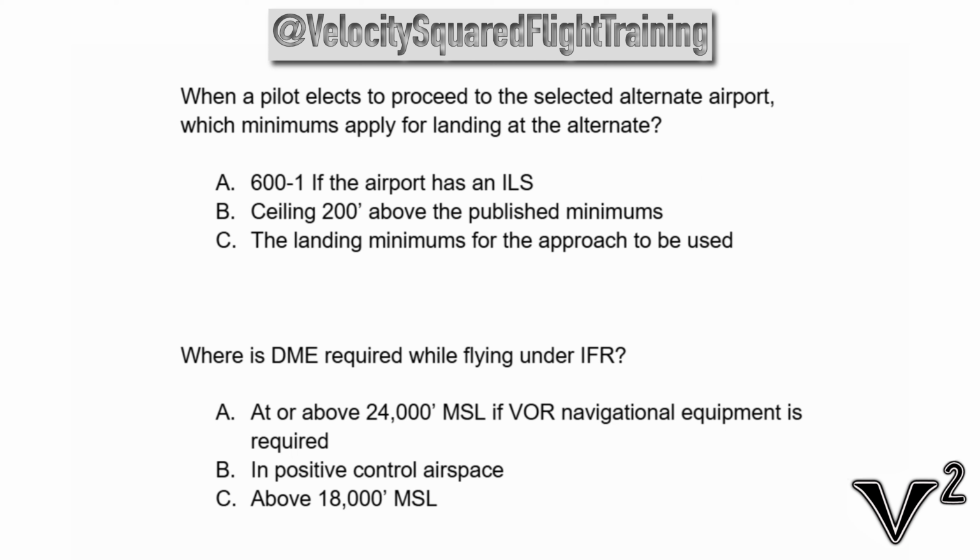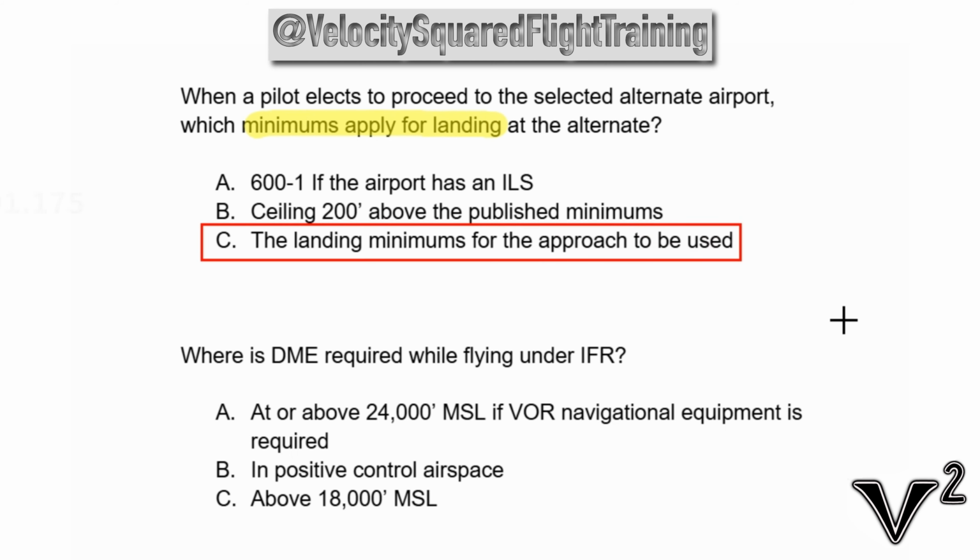The difference here is this is asking what minimums apply for landing. The minimums that apply for landing are always just going to be the ones on the approach plate that you're going to use. So if you're trying to land on runway 24, you go to the ILS runway 24 and look at the minimums, go to the ones that apply to you based on your category. That's your landing minimums.